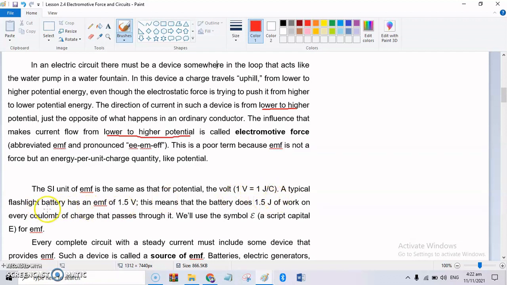A typical flashlight battery has an EMF of 1.5 volt, and this means that the battery does 1.5 joules of work on every coulomb of charge that passes through it.